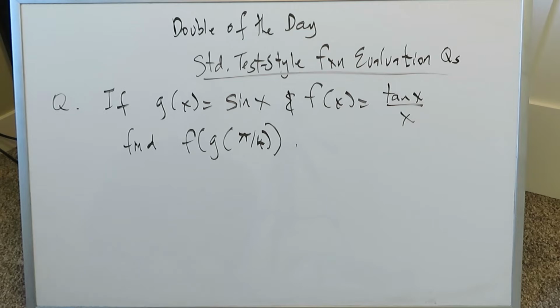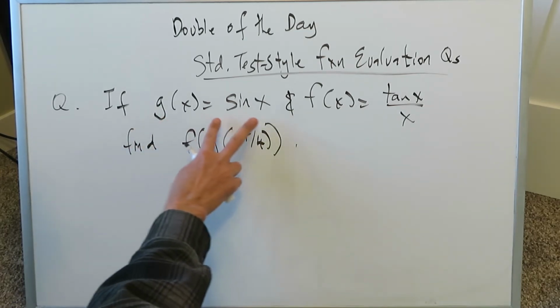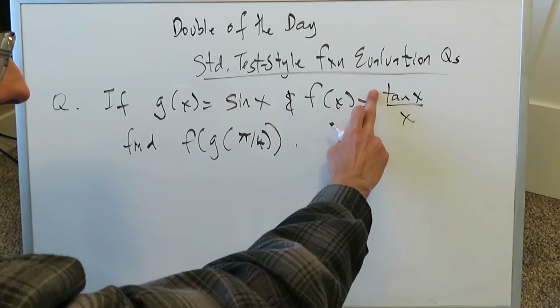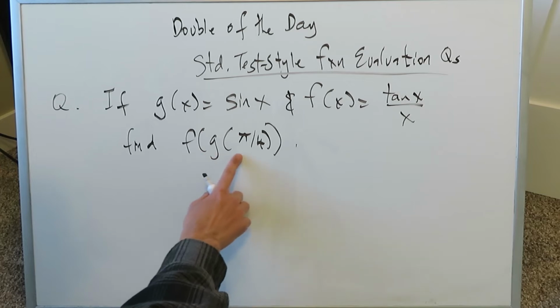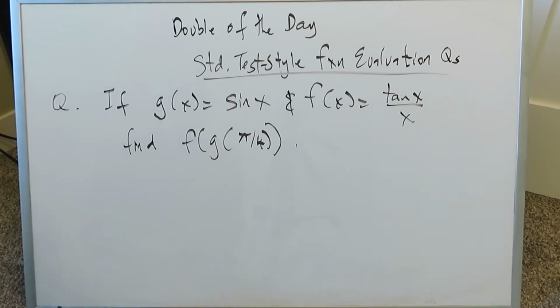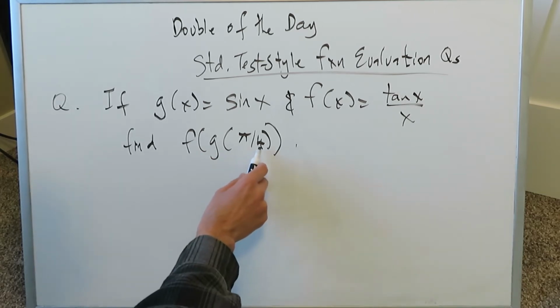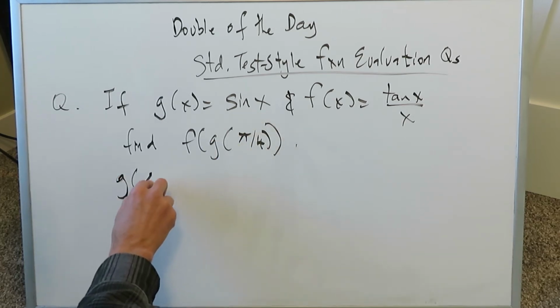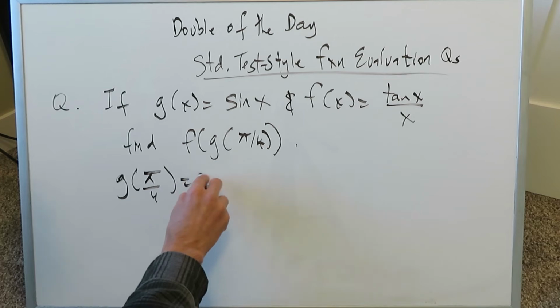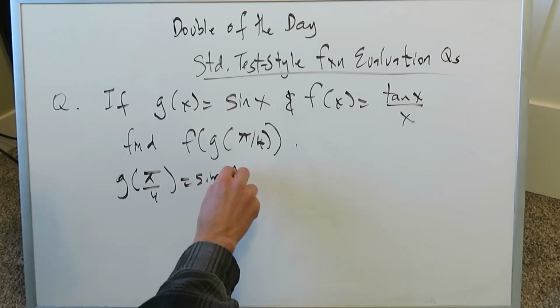Alright, second question here, designed to be a perfect adaptation of a standardized test style question. If g of x is equal to sine x, f of x is equal to tan x over x, a rational function, we have to find f of g of pi over 4. How do you go about doing that? This pi over 4 first has to be evaluated with regards to g of x. G of pi over 4 is you saying you're looking at sine of pi over 4.